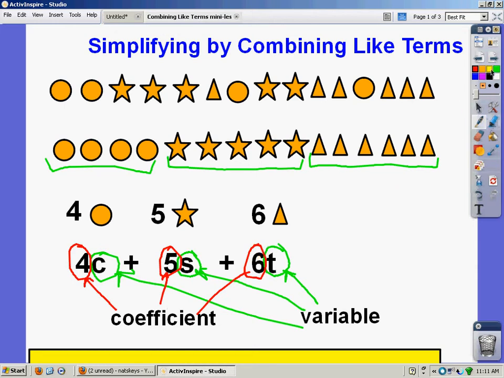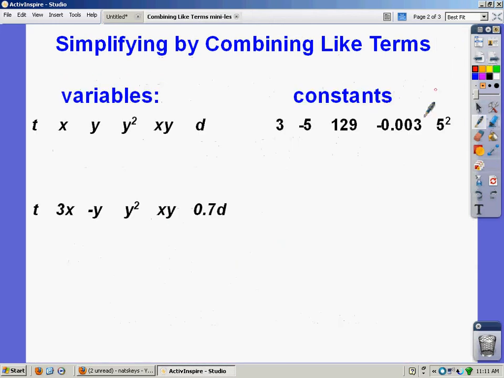Alright, so the skill of simplifying by combining like terms really involves analyzing and seeing what kind of variables we have and combining the variables that we're allowed to combine together. Now, mathematical terms are broken up into 2 categories. Well, there's lots of ways of categorizing, but in this particular case, we're looking at variables versus constants. Variables are basically anything that uses a letter to represent something.